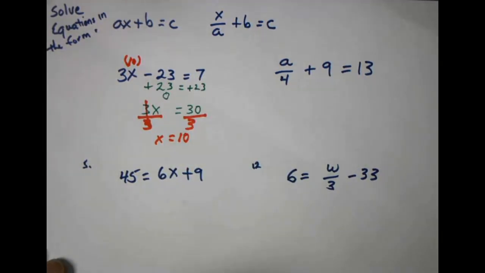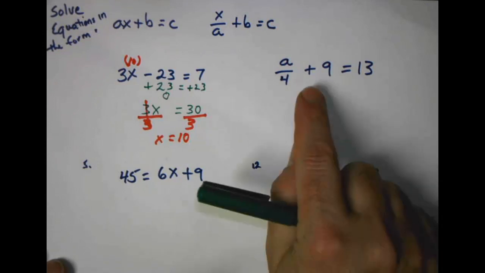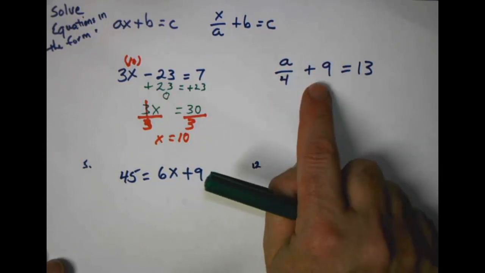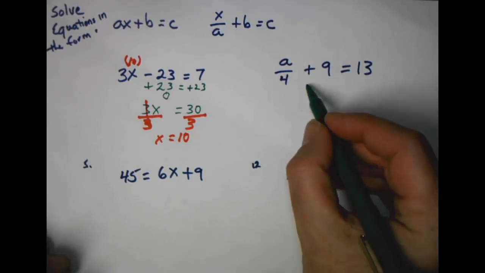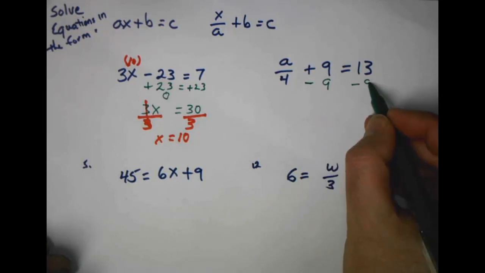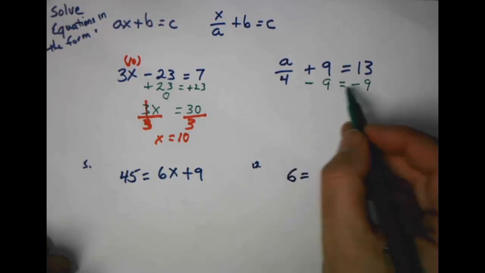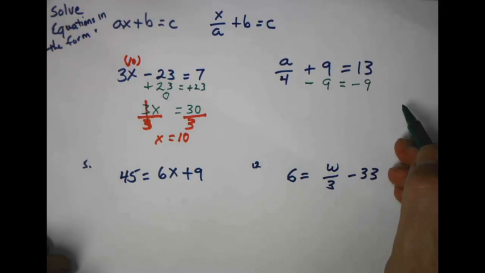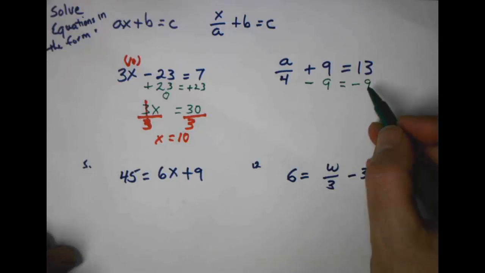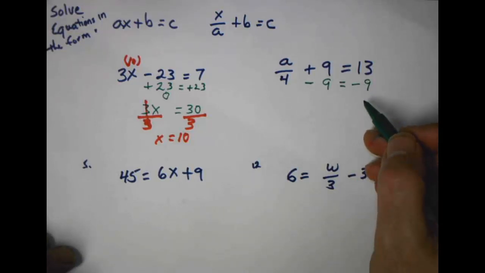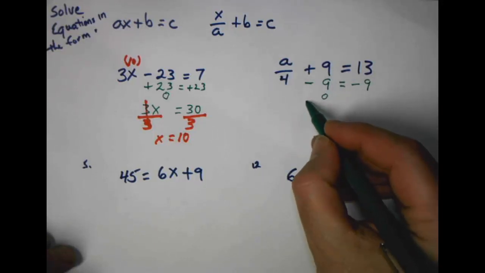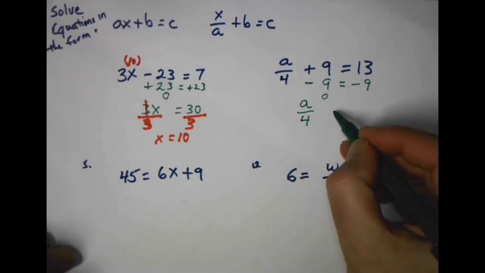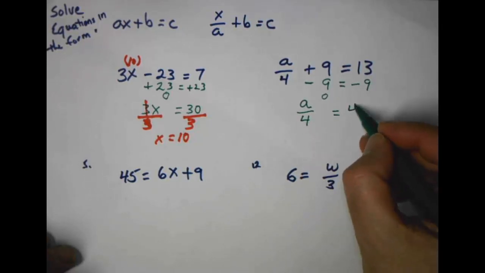Our second type of two-step equation is going to be a divided by 4 plus 9 equals 13. Again, we're going to work with the pluses and the minuses first, so we're going to take away 9 from both sides, and I write the operation, which is subtract. It's a good habit to get into because we're going to continue to get more complex problems as we go through our textbook. So plus 9 minus 9 is 0. We didn't do anything with the a divided by 4, so that drops down. 13 take away 9 is 4.